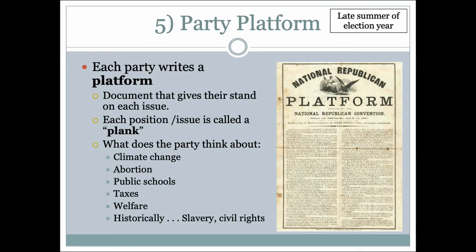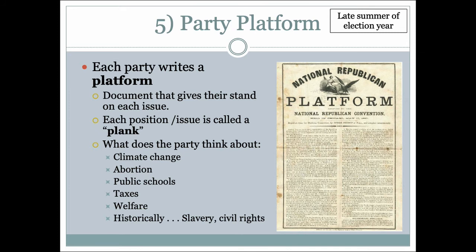So at that national convention, they've announced their running mate, they've created the ticket, and parties are writing their party platforms. So again, late summer of the election year. All parties are going to write those platforms, which is a written document that gives their stand on the issues. Each position is called a plank. You're going to see in these party platforms, what do the Democrats think about climate change? How would they address that? How would the Democrats address abortion, public schools, taxes, welfare, whatever?